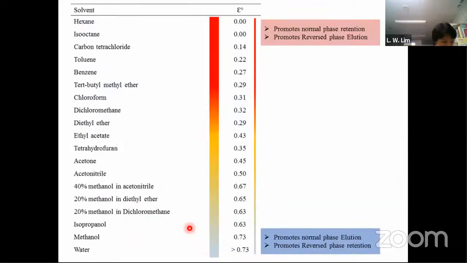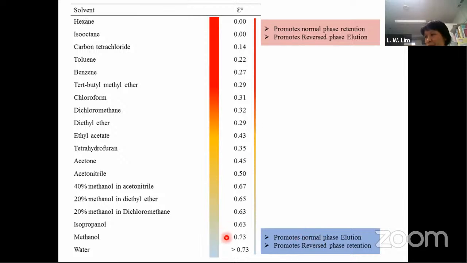Another thing I would like to share is this list of the solvents we usually use for liquid chromatography. Water here, at the lowest, will be the most popular one, and it promotes reverse phase retention. Retention means to hold the sample. In other words, it promotes normal phase elution. Elution is to push the sample out.